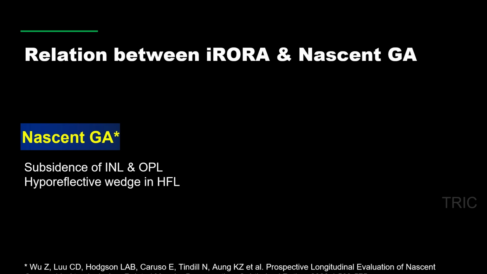Now the next question is where does the term nascent GA fit into this classification system? Nascent GA was defined as precursor of geographic atrophy. It is an OCT feature and comprises either of these two findings, subsidence of INL and OPL and hyporeflective wedge in Henle fiber layer, in a setting of dry AMD.